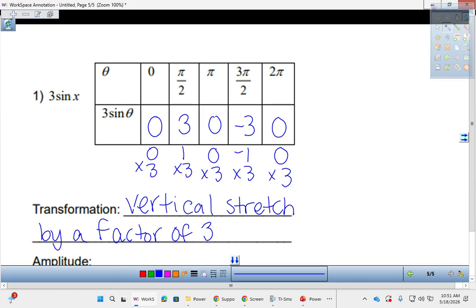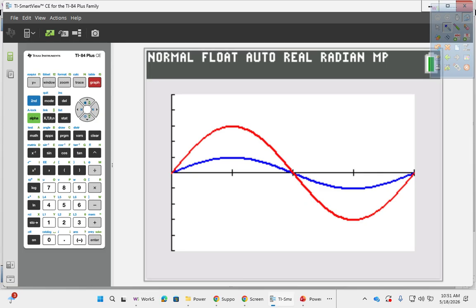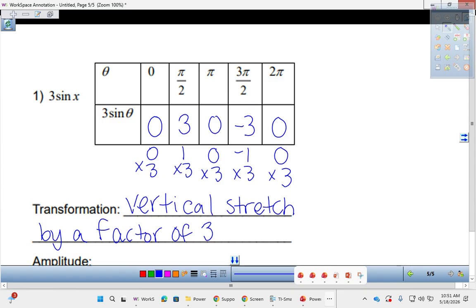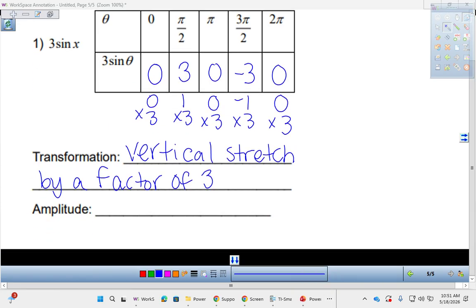The reason it's a stretch is it's getting taller. You can see that in the graph. And the reason it's getting taller is because the A value is bigger than 1. It's greater than 1, all right? So the amplitude of this graph is 3. The amplitude is determined by that multiplication factor. We just made the max height now 3 when it used to be 1. The tallest part of the graph is now at a 3. Easy enough? All right, let's look at the next example.